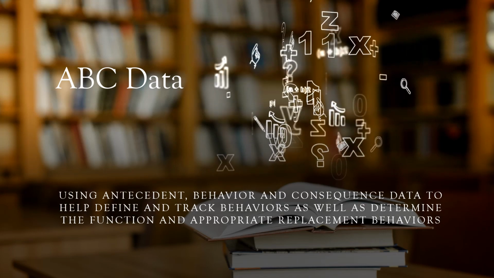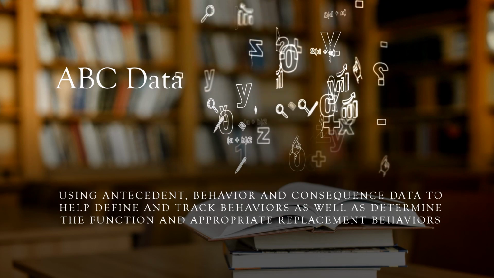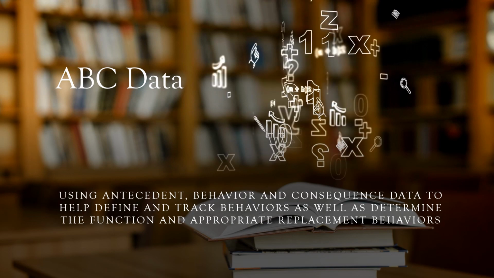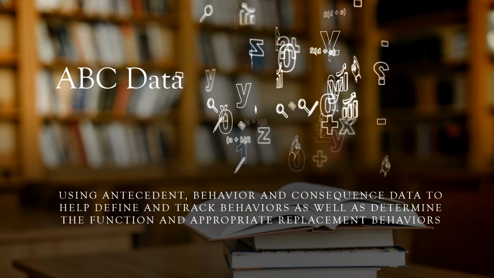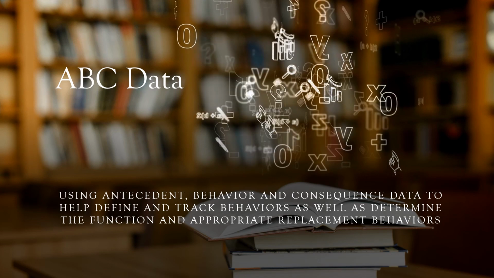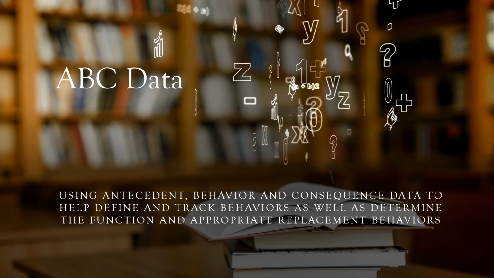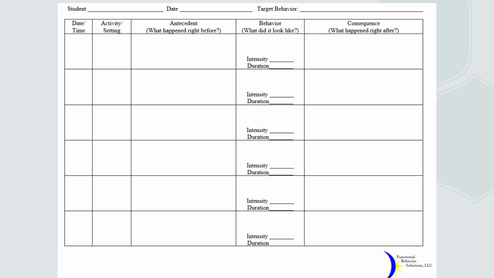ABC data, which stands for antecedent, behavior, and consequence data, can be very useful when collecting data on a behavior, defining that behavior, and helping to find the function and an appropriate replacement behavior. And looking at an ABC data sheet, it is important to include some information. This is a basic sheet.